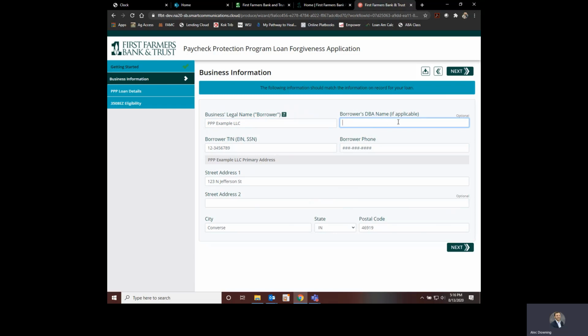This is a spot where you can fill in your DBA name if you have one. If you don't know what a DBA name is, you most likely do not have one. So if you don't know what that is, just ignore it.